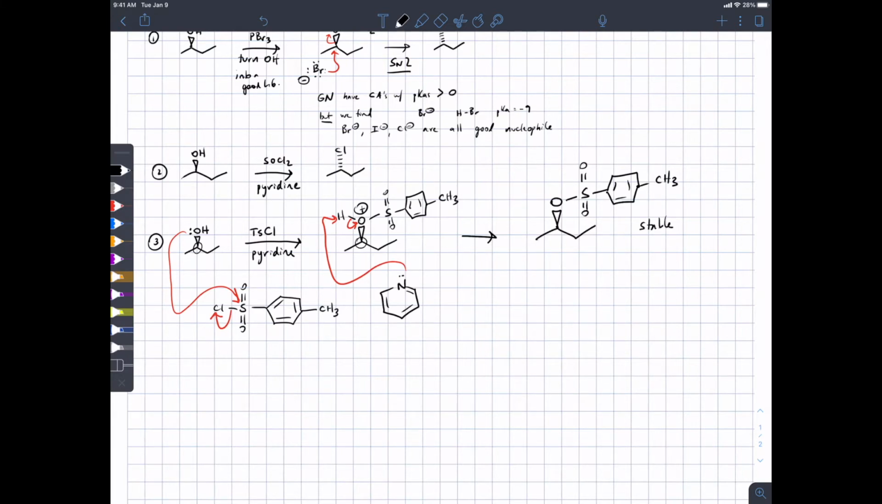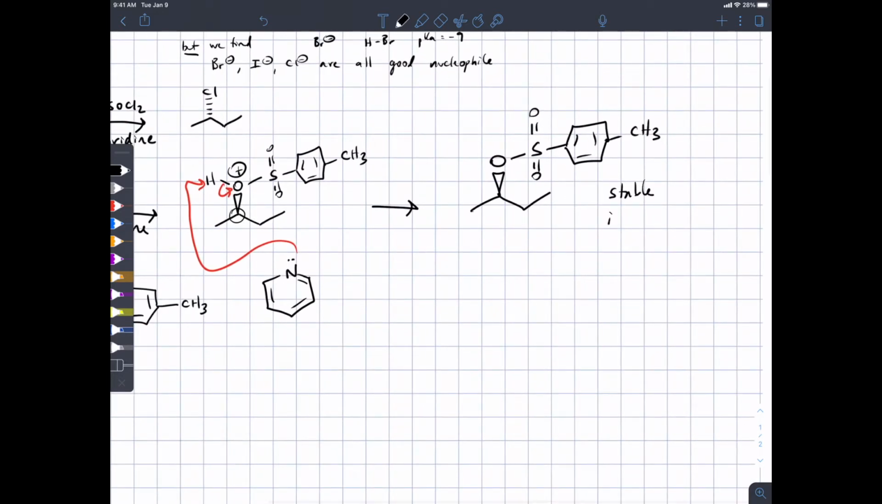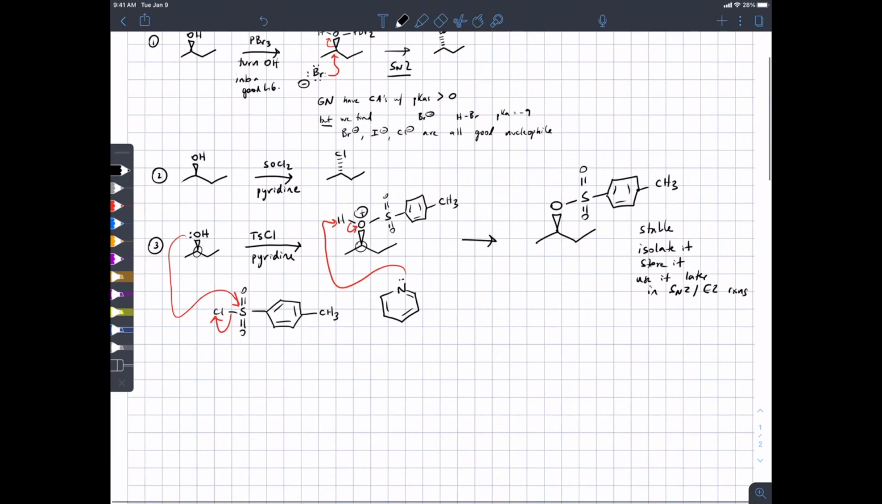Okay, and this is the tricky part. This is stable. You can isolate it. You can store it. And then you can use it later in SN2 and/or E2 reactions. So, and this is a part that's maybe a little confusing, and you're going to have to memorize it because I don't have a good explanation.